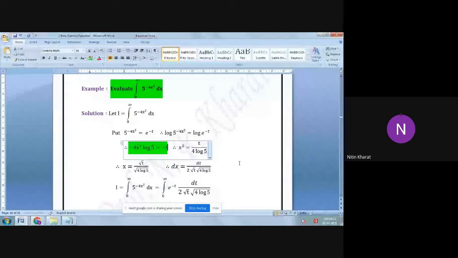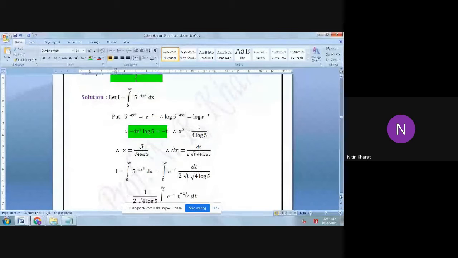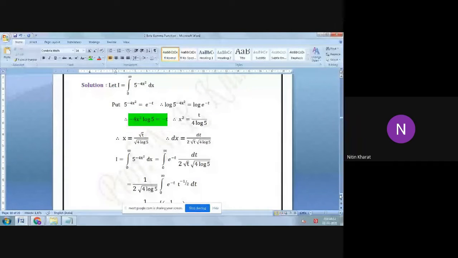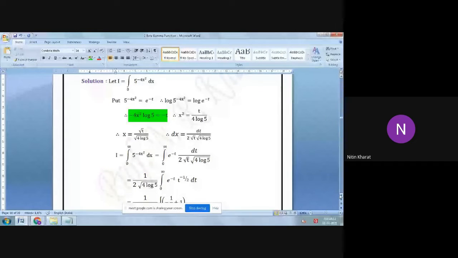After that, what we have to do? We have to find the value of x. For that, we have to shift 4 and log 5 to the right hand side, and it becomes a divisor. The minus sign on both the sides gets cancelled. After multiplying 1 upon 4 times log 5 to the right hand side, we get x square is equal to t upon 4 log 5, taking square root on both the sides.